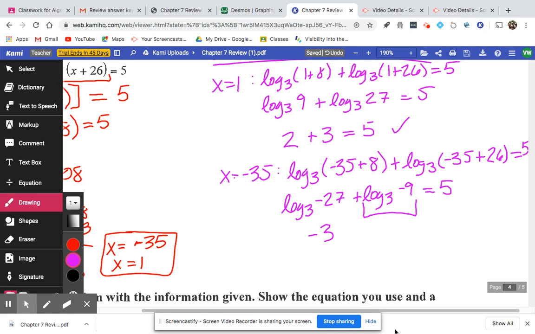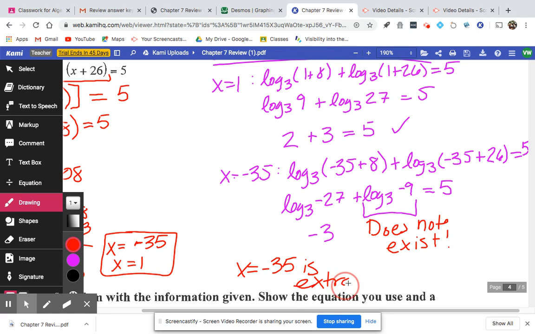This guy right here is where we run into problems. There is nothing we can raise 3 to get negative 9. This does not exist. Therefore, x equals negative 35 is extraneous.